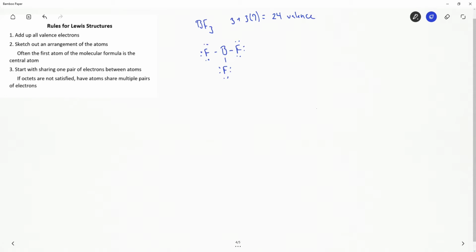Now, you will notice something right away. Take a look at the boron in the center. Does it have a complete octet? No, it does not. It actually only has 6 valence electrons. Now, you might be thinking, well, hold on, why don't we just do boron with a double bond to one of the fluorines? But what scientists have found experimentally is that double bond does not exist. Boron actually prefers to have single bonds to fluorine. So this is a case where boron has an incomplete octet.